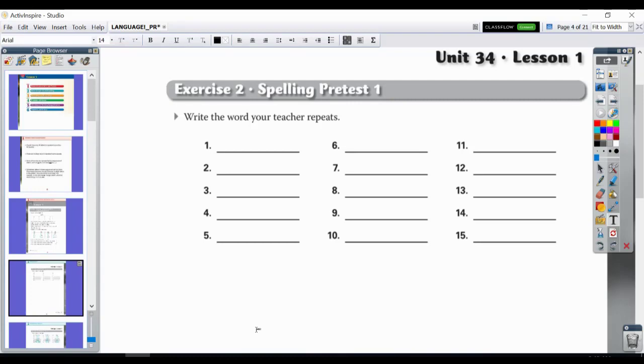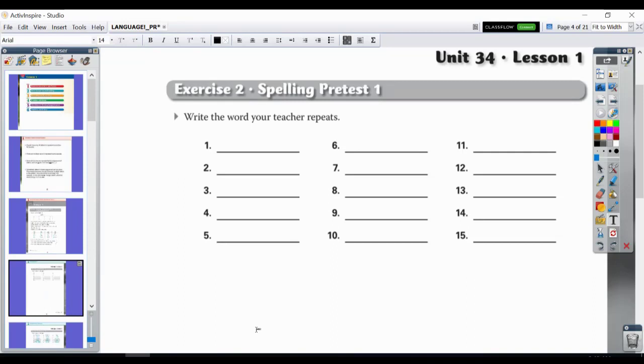Number 5, knowledge. Studies show that knowledge has measurable benefits. Number 6, rhythm. I can hear the rhythm of your heartbeat. Number 7, island. We had to leave the island to buy groceries. Number 8, ninth. I'm in the 9th grade. Number 9, often. They go to the movies often.